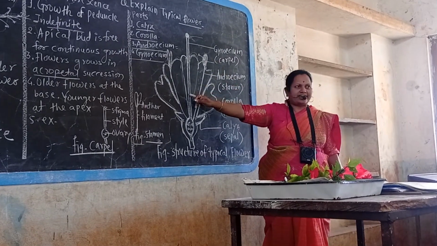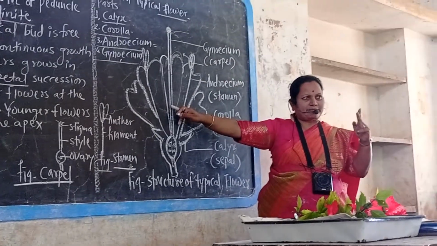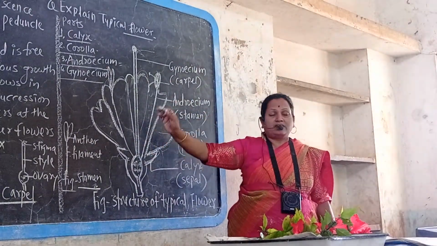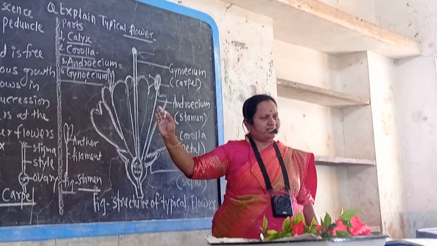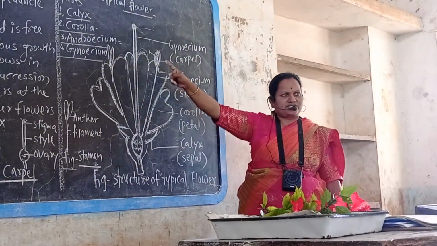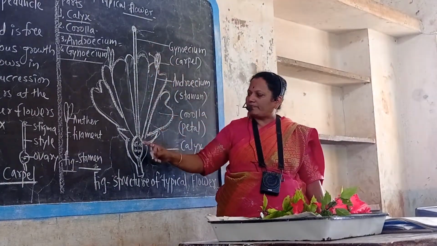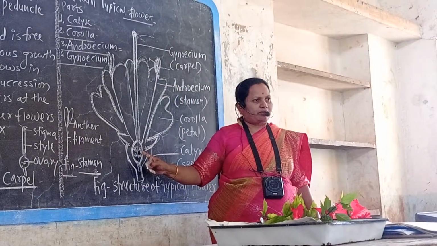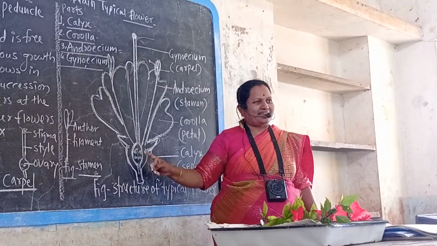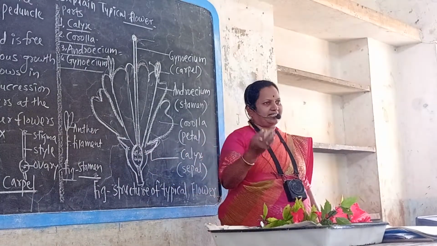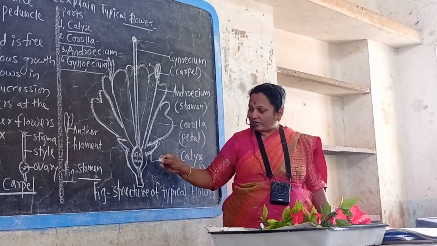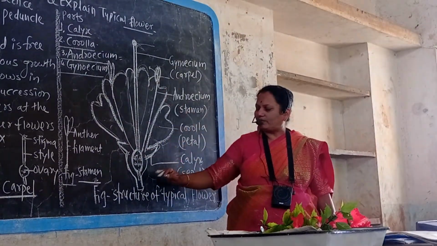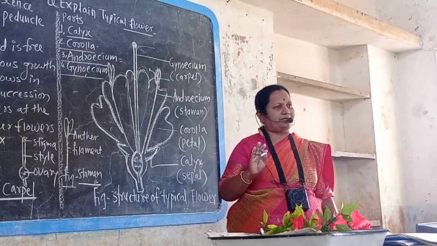The third whorl is the androecium. There are two essential whorls, androecium and gynoecium, and two accessory whorls, calyx and corolla. What is the function of the individual part of the androecium? The stamen consists of anther and filament. Function: production of pollen grain. Gynoecium, individual part: carpel. Parts: stigma, style, ovary. Function: production of ovules and seeds after fertilization, and fruit after fertilization. That is the whole function of the flower: production of fruit after pollination and fertilization.